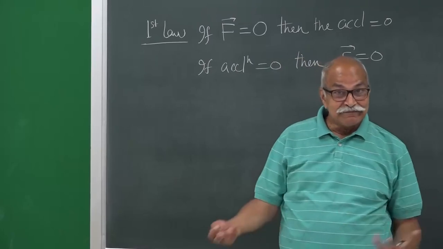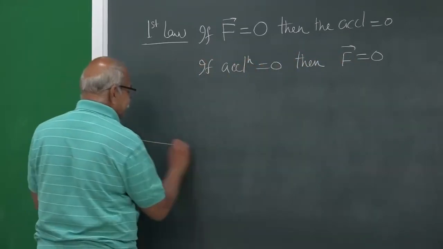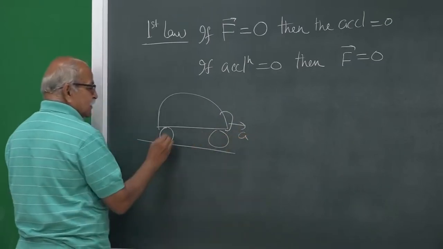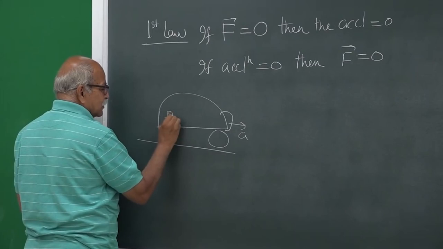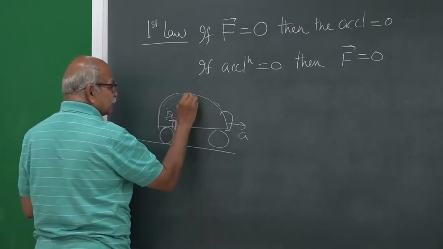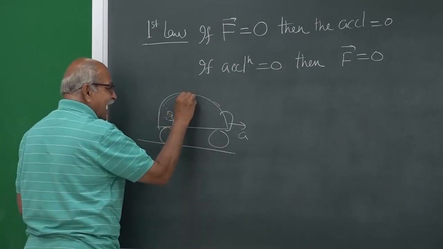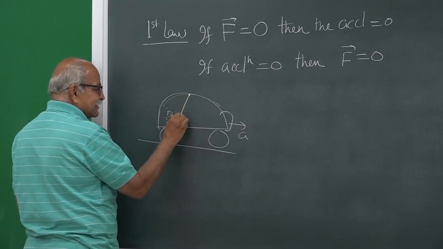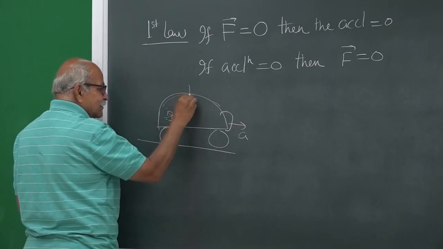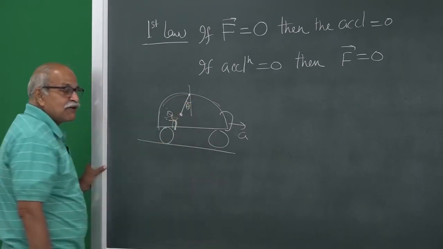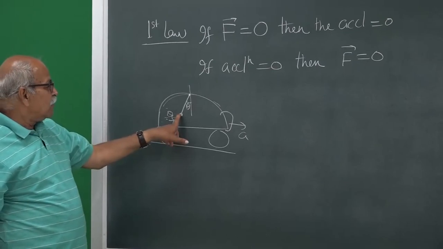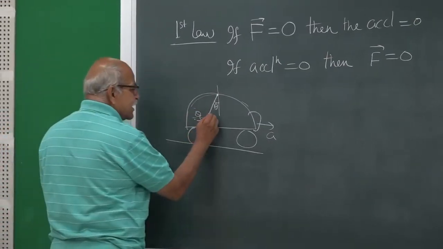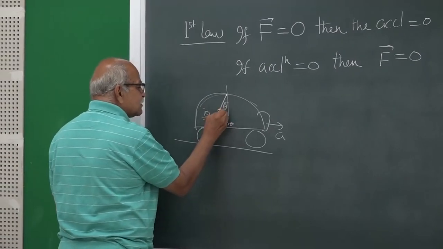If I am in a rotating frame, or let's say I am in an accelerating car, sitting somewhere on the seat, and from the car's body a pendulum is hanging, what do I see? I see that the pendulum string does not stay vertical. It makes some angle theta with the vertical. Now, if I think of this bob of the simple pendulum, what are the forces? The forces are its weight mg and the tension T.